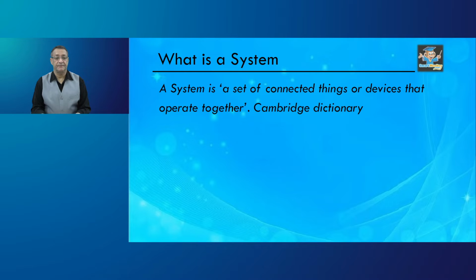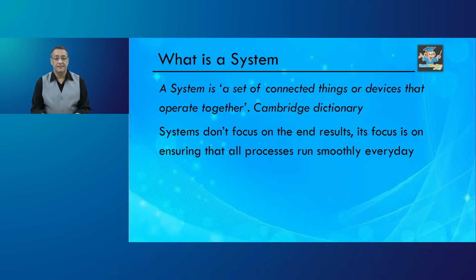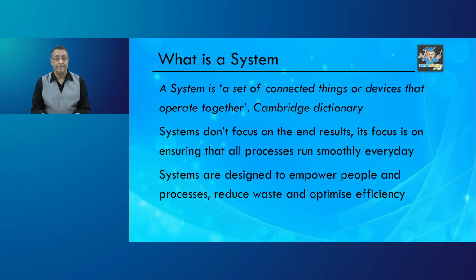What is a system? A system is a set of connected things or devices that operate together. Systems don't focus on end results. Their focus is on ensuring that all processes run smoothly every day. Systems are designed to empower people and processes, reduce waste, and optimize efficiency.